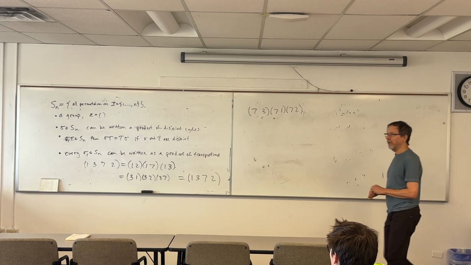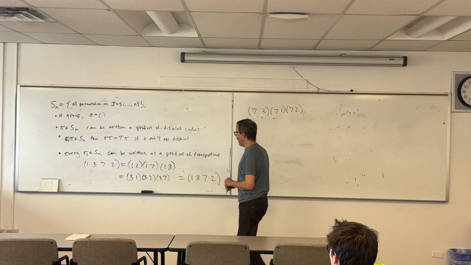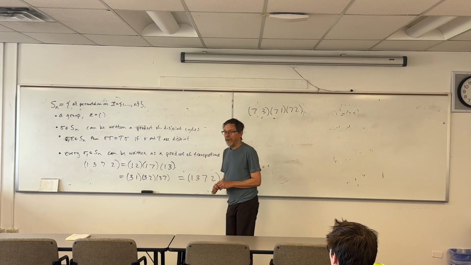Sophie, yes? Where does the 7 go? I'm sorry. Oh, 7 goes to 3, 3 goes to 2. Yes, yes. Sorry. It's okay. You good? You feel okay about that?